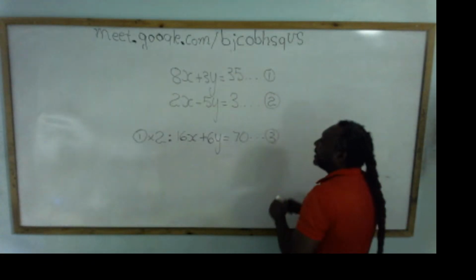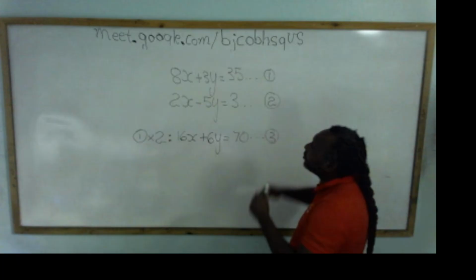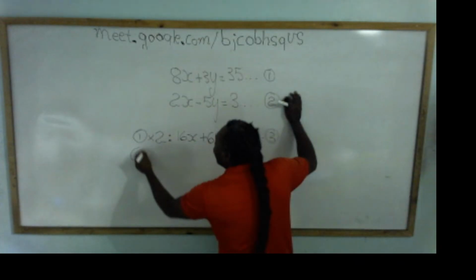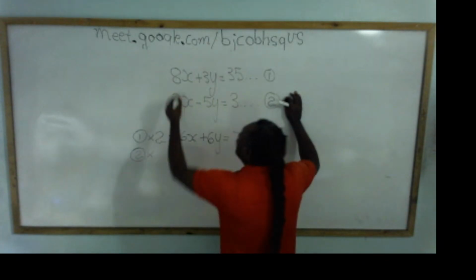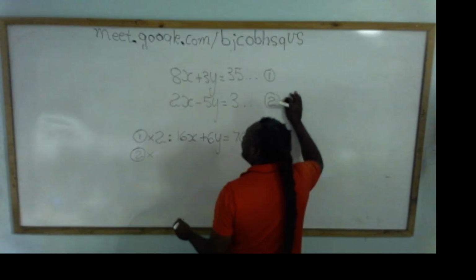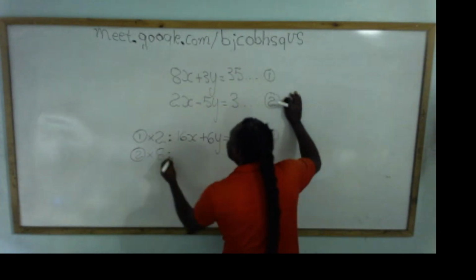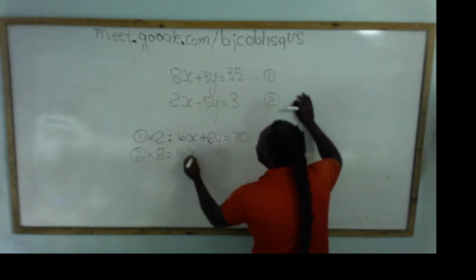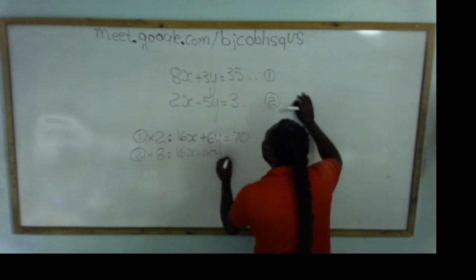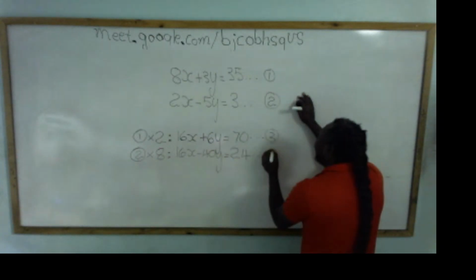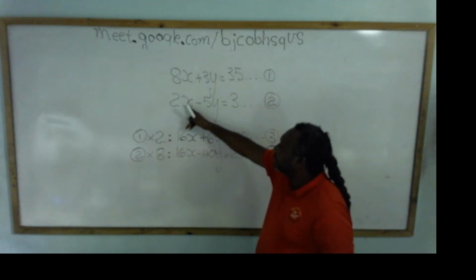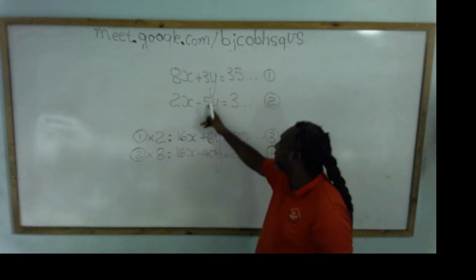Then what they'll do is they take the equation that is down here, which is equation 2, and they multiply that by the number that is up here, or the coefficient of the x that is there, which is 8. So they multiply that by 8. What do we get? 16x minus 40y is equal to 24. Please correct me if I make any mistake with the digits. So multiply this by 8, 16, 40, 24. Nice.